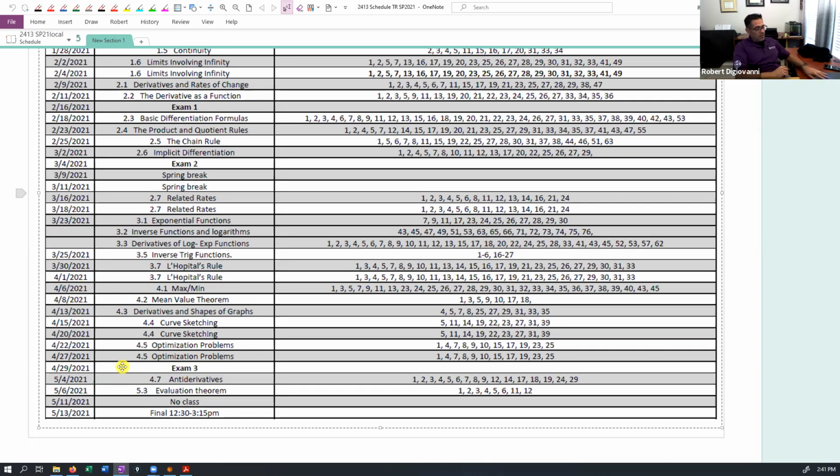Well, we got a lot of work to do. Don't fall behind at this point, because the train will leave the station. You'll be standing there with your ticket going, what? Okay, do your homework.